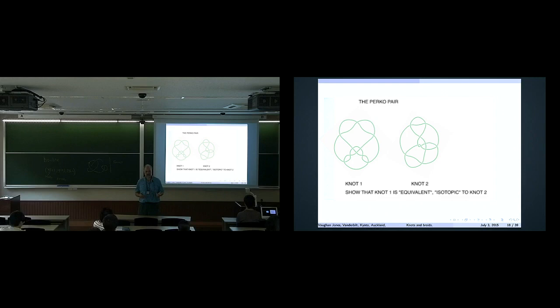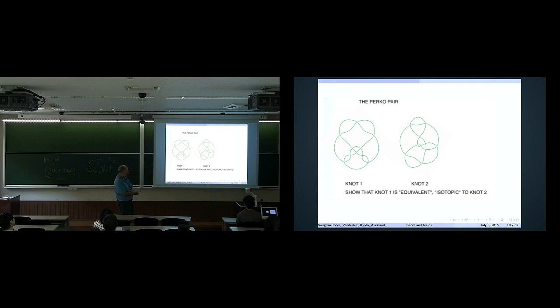He had some nice invariants, and as he was testing them on the 10 crossing knots, he found that none of his invariants would distinguish these two knots. He tried them all out, and these two knots always ended up coming out the same. So he began to suspect after a while that maybe they were actually the same knot, and that's what happened.